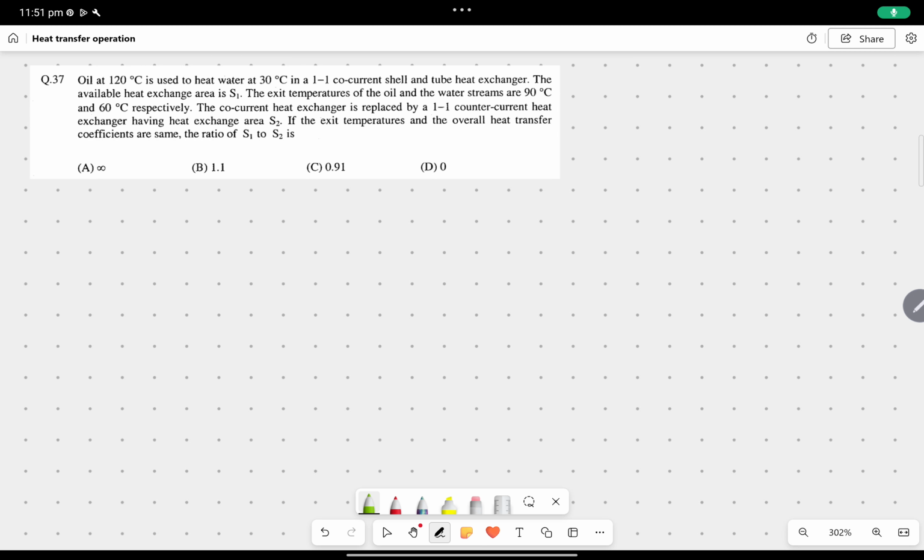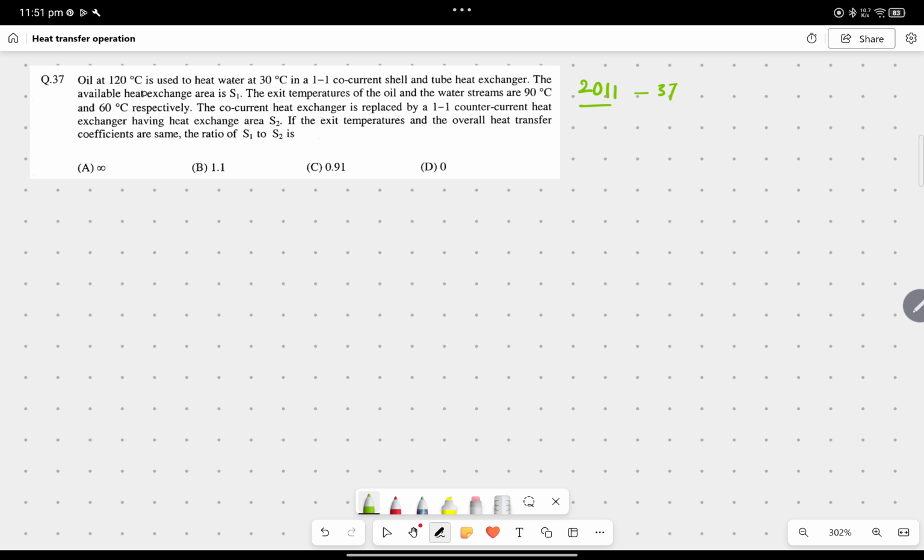Here we have question number 37, and this question is from the subject heat transfer. This question came in the 2011 paper of Chemical Engineering GATE. The question number is 37, you can check in the official paper. Now let's read the question.